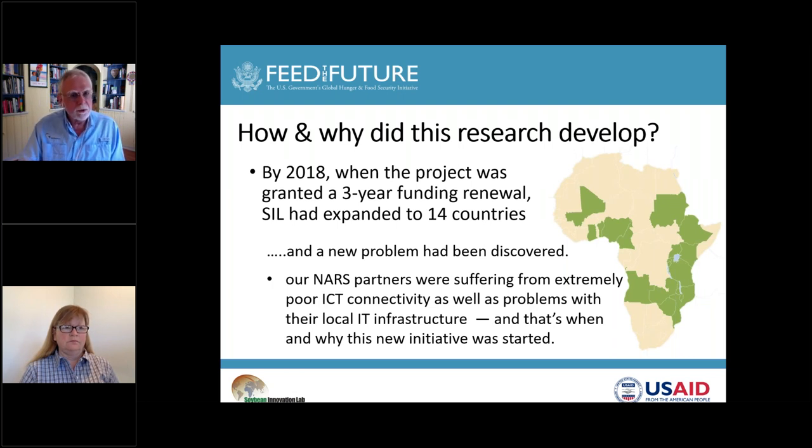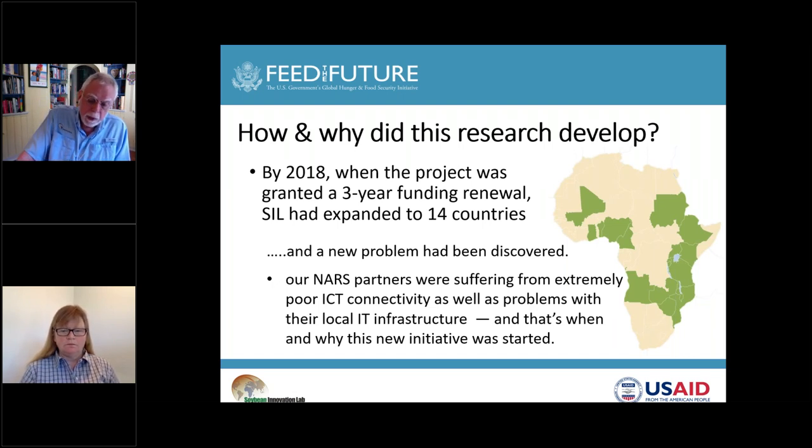And along the way, they discovered a very important new problem. Our partners at the National Ag Research System institutions almost universally were suffering from extremely poor ICT connectivity, as well as problems with their local IT infrastructure. And that's when and why this new initiative was started.